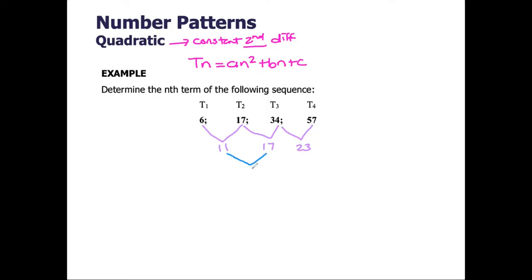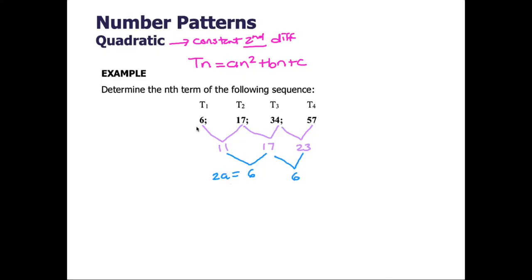17 minus 11 is 6. 23 minus 17 is 6. Okay, now we see our constant second difference. And in order to work out your A, your B, and your C, you are going to do the following. This 6, your constant difference, is 2A.